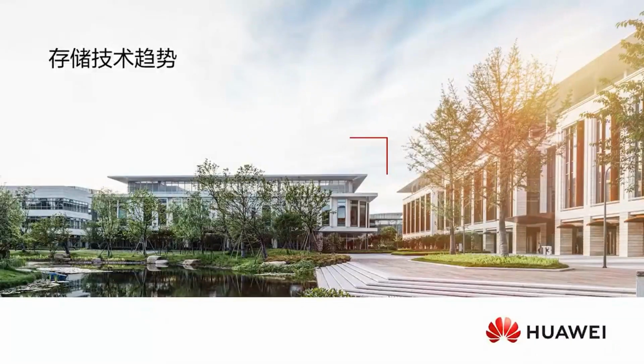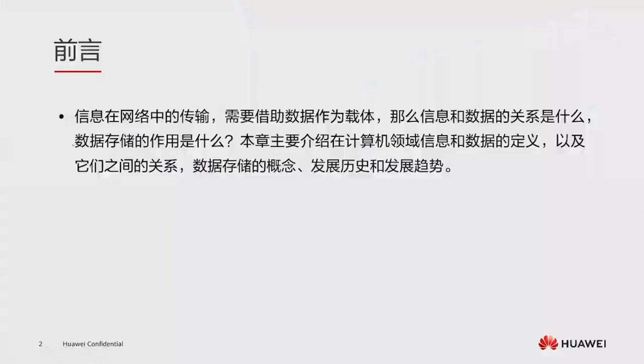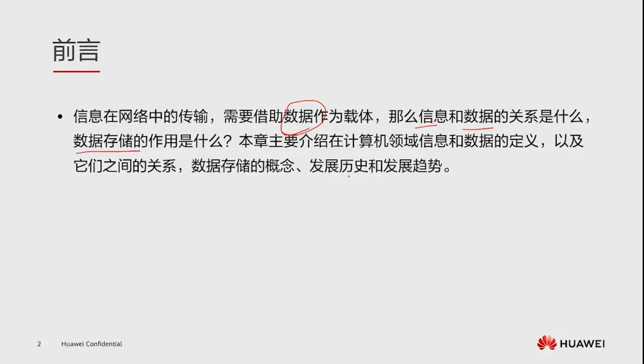In this lesson, we will learn about the trends in storage technology. Information appears in the form of data in IT systems. In this chapter, we will introduce the definitions of data and information, as well as the differences and connections. We will also introduce content related to data storage. In addition, we will introduce the history and development trends of data storage.